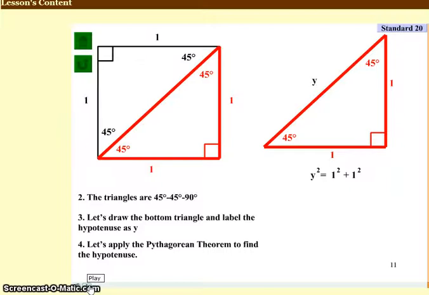And we see that the square of the hypotenuse is equal to the sum of the squares of the legs, or y squared is equal to 1 squared plus 1 squared. And in this case, y squared is equal to 1 plus 1. So y squared is equal to 2. We take the square root of both sides, and we get that y is equal to the square root of 2. So the square root of 2 is the length of this side. And if you want to check that out, that's about 1.41.